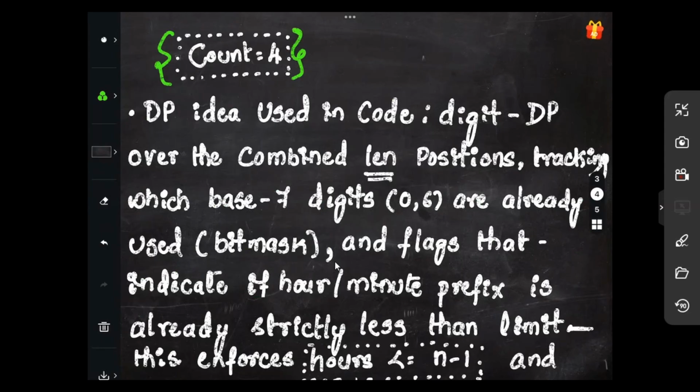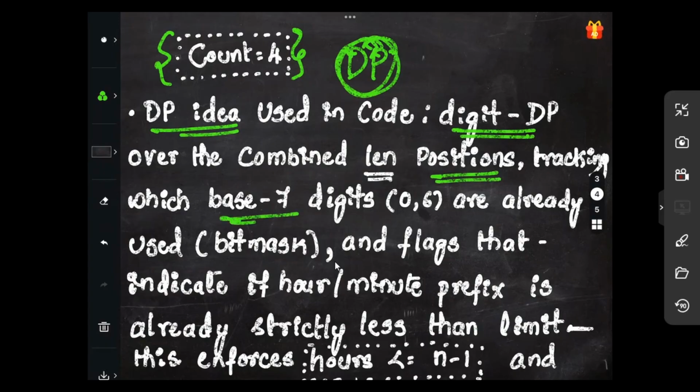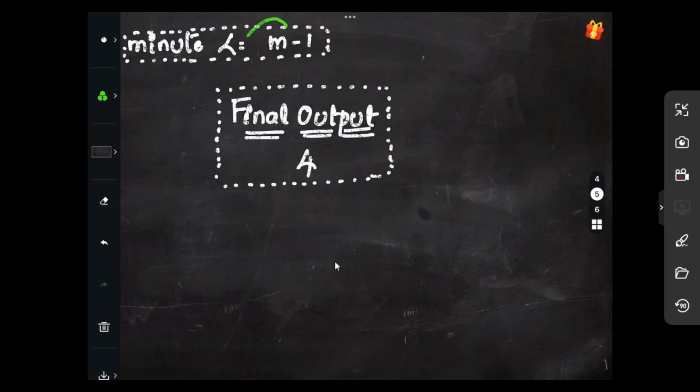So let's discuss the idea now. As I have said, we will be going with DP, dynamic programming. Basically, the DP idea used in the code will be digit DP over the combined length positions, tracking which base 7 digits 0 to 6 are already used, which means we'll be going with a bit mask. This part you will get to know once we write the code. And flags that indicate if the hour or minute prefix is already strictly less than the limit. So this enforces hours less than or equal to n minus 1, and minutes less than or equal to m minus 1, in accordance with the question.